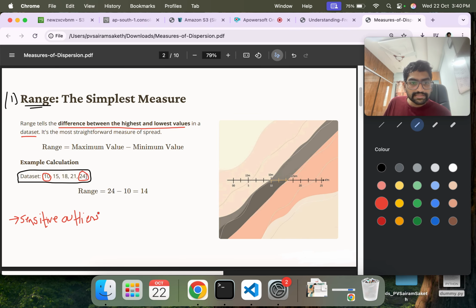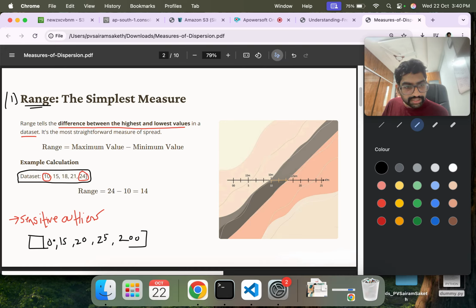Now I will take one example to show this point. Let's say you have 10, 15, 20, 25, and in place of 30 we will take, let's say, a 200 value. Now you see this value is an extreme value. It is not in this 10, 15, 20, 25, 30 range. Some random value has come. So this particular value is an outlier.